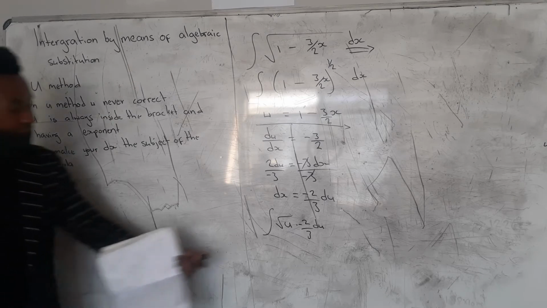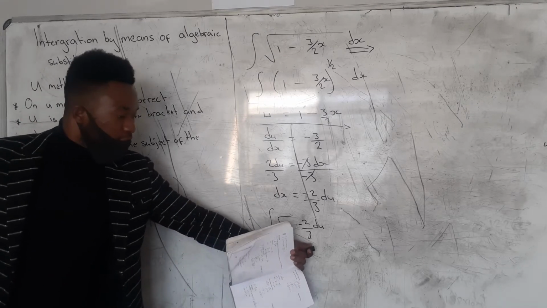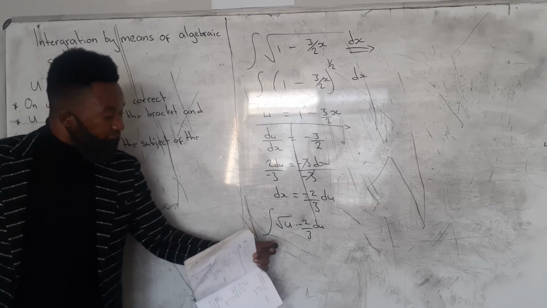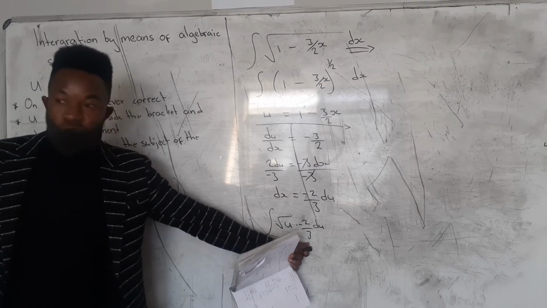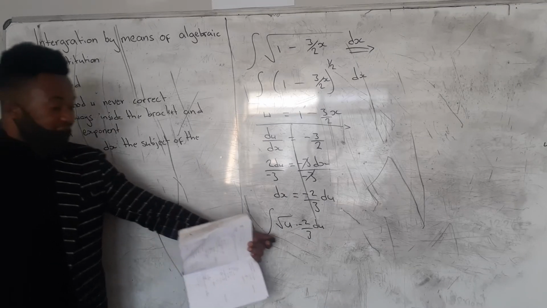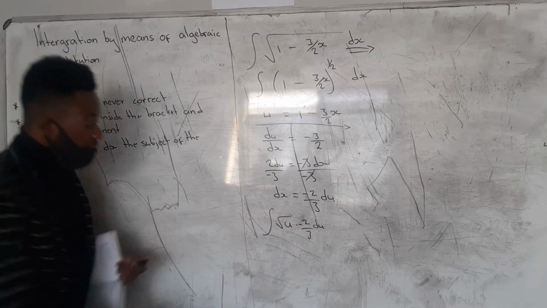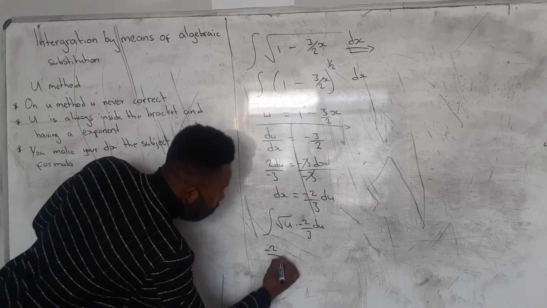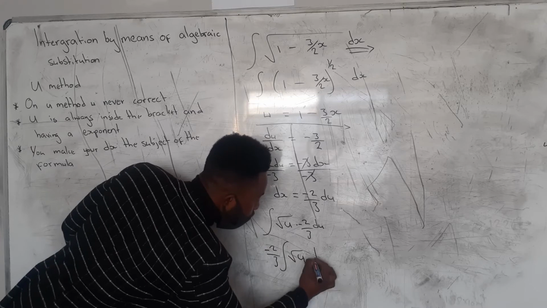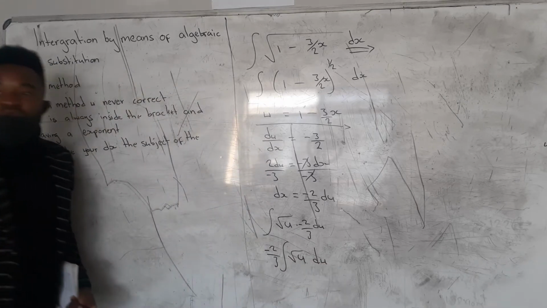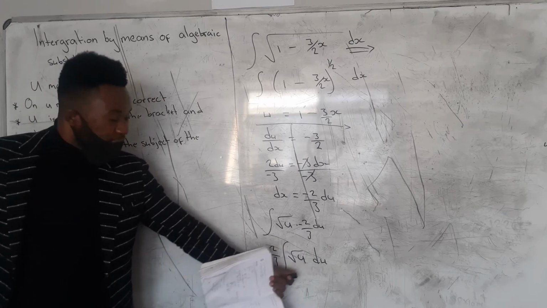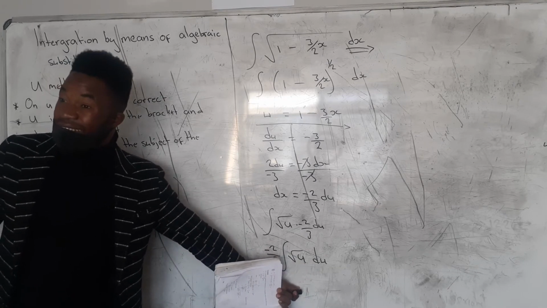And then remember I said whenever you're integrating and you have a constant multiplying the integral, you have to take it outside the integral sign. So I can take this outside the integral sign. I'm going to have negative 2 over 3 times the integral of u du. So now I have u and I'm integrating in terms of du, and then I have to integrate this.